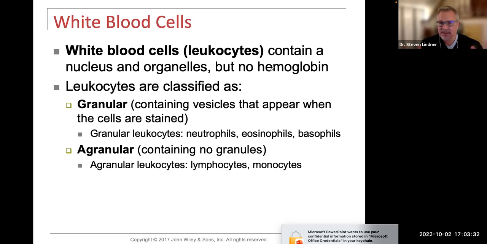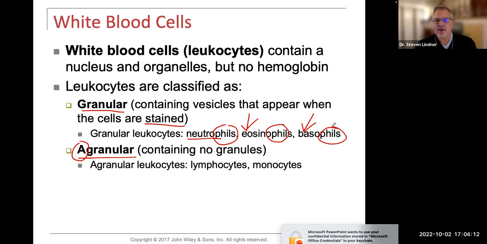Leukocytes, we can classify them as either being granular or agranular. Again, once we put the A in front of the word, it means without. So granular contains vesicles that appear when the cells are stained. And depending on whether we use an acidic stain or a basic stain, right? Basophil, eosinophil, this is an acidic stain, this is a basic stain. Neutra is neutral stain. And phil in each of these words comes from philos, like philosophy, friend of, to like, to love.